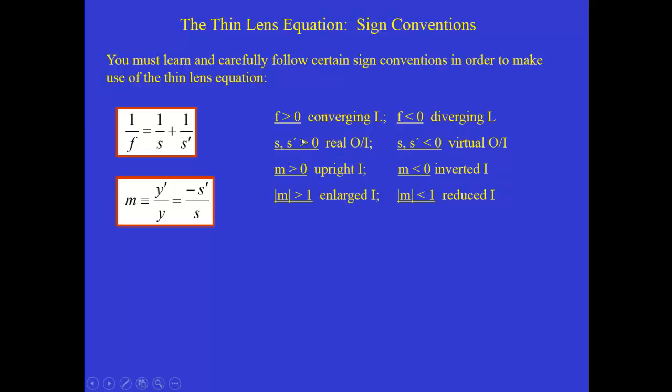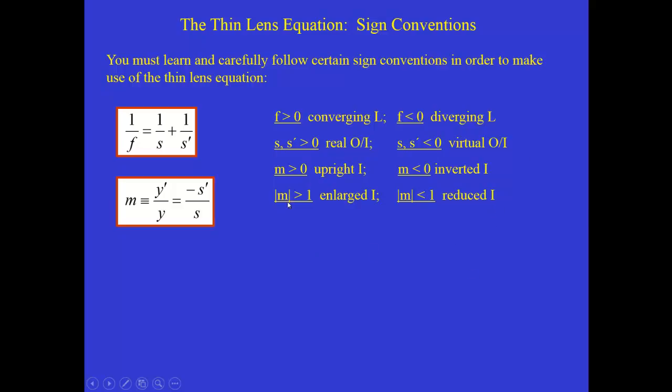Similarly, if the image or the object are real, which means they actually are at a point in space where the light rays actually cross, then S and S prime in this equation are positive. So S and S prime are greater than 0 for real objects and images, and less than 0 for virtual objects and images. A virtual image is a point where it just looks like the rays of light cross. They don't actually cross at a particular point in space physically, but when we look through a lens at a particular object, it looks like the image is at a certain position. So we'll show examples of that in class as well.